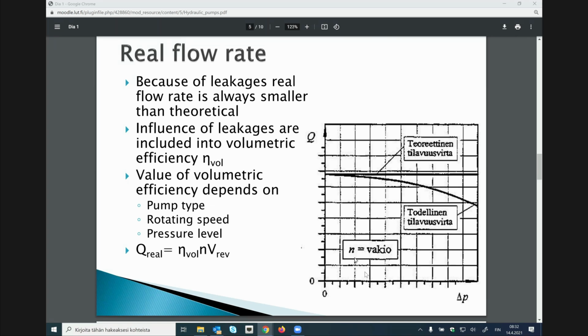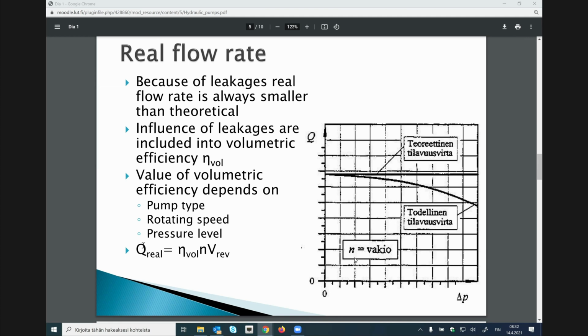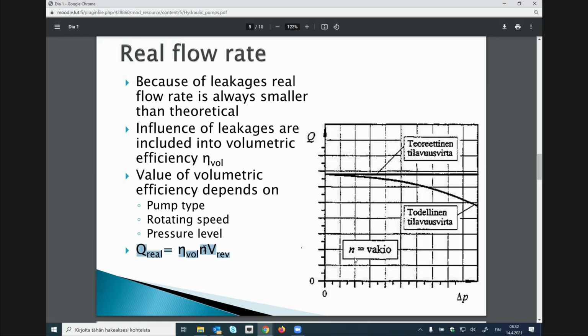So I was telling that always in real life we don't get this theoretical flow rate because in the pumps there are some leakages, and how much there is this leakage, it depends on pump type, rotating speed, and pressure level. So the formula should be looking like this, so that it's not only the rotating speed multiplied by this V rev, but you need to multiply it also with this volumetric efficiency.